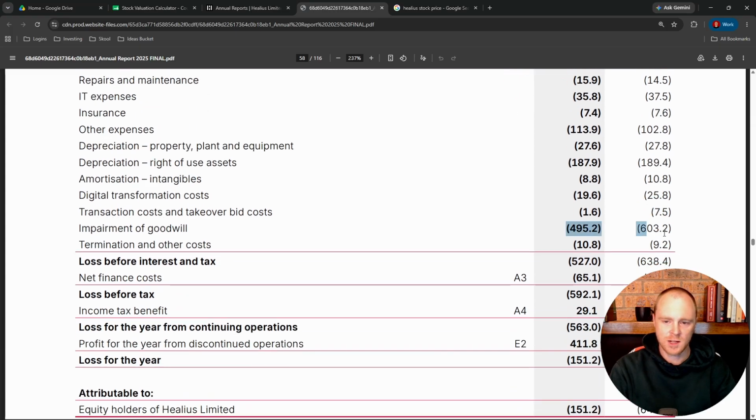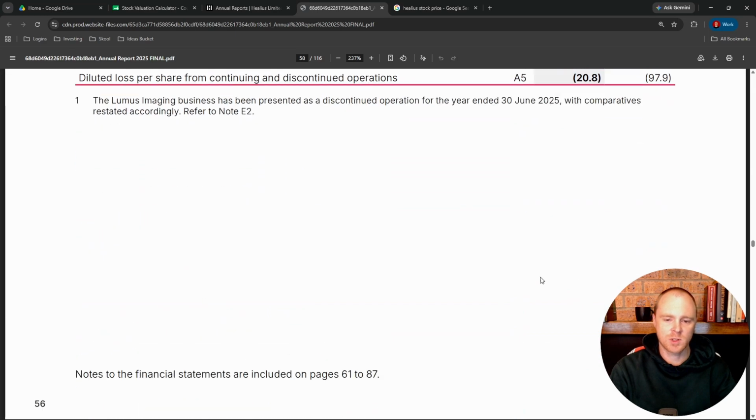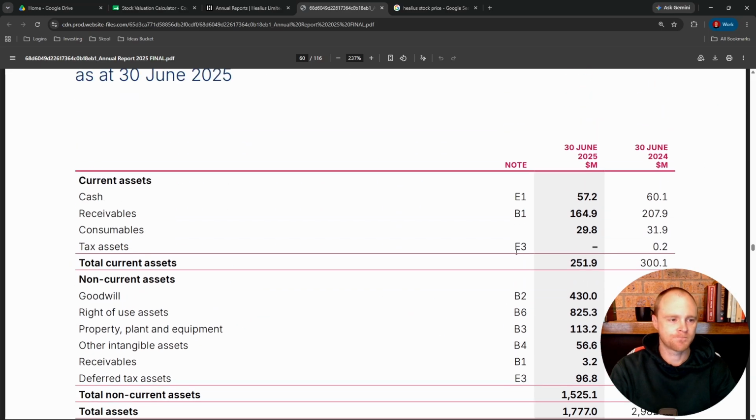So that looks like it might be interesting to have a look at, because we can see here, oh, look, they've also had profit for the year from discontinued operations. So they must have sold part of a business off as well. So it's a bit hard to see what's going on here. Let's have a look at the balance sheet.